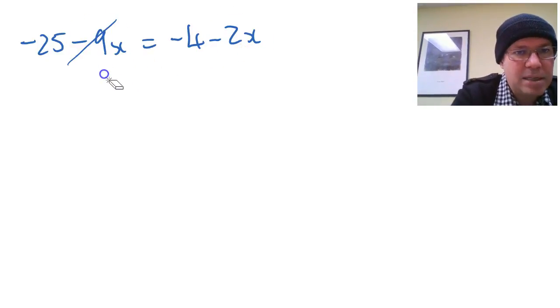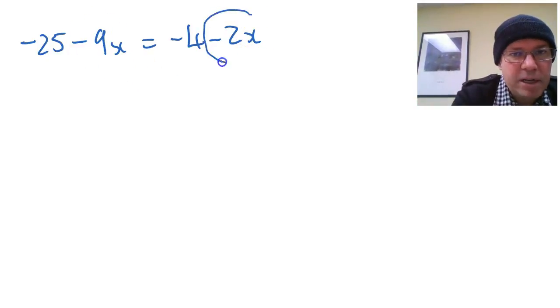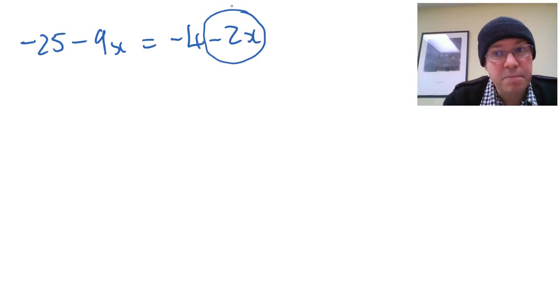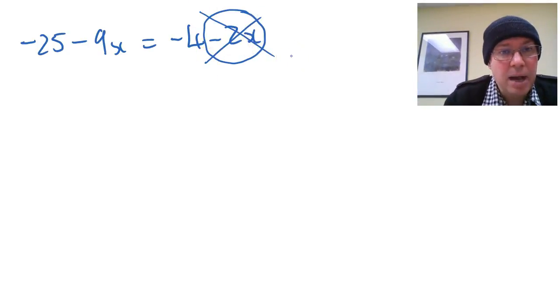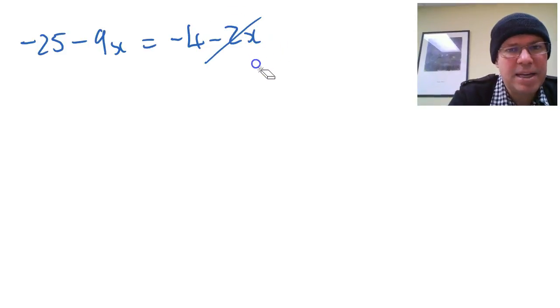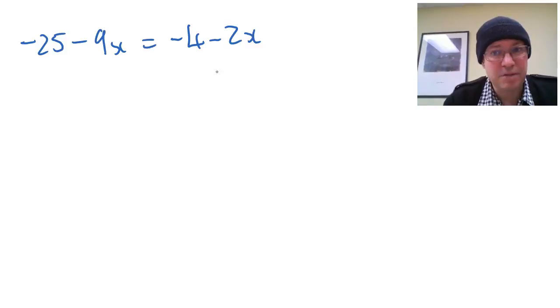Imagine if we did the other way. Imagine if we got rid of the minus 2x. If we got rid of minus 2x, the opposite of minusing 2x is adding 2x to both sides. Well, if I add 2x to both sides, it's gone from the right-hand side, and minus 9x on the left-hand side, add 2x would be minus 7x. It will still work, you can do it, but I'm not going to do it that way because I don't want to invent negative numbers if I can avoid it.